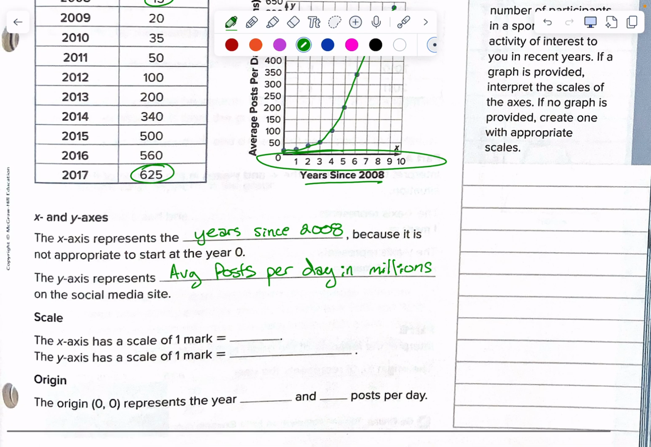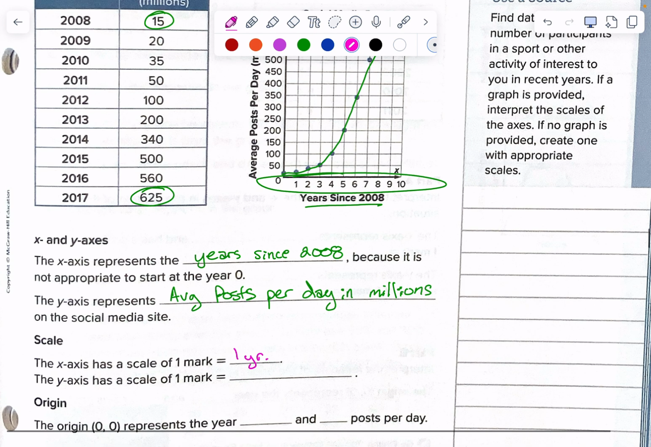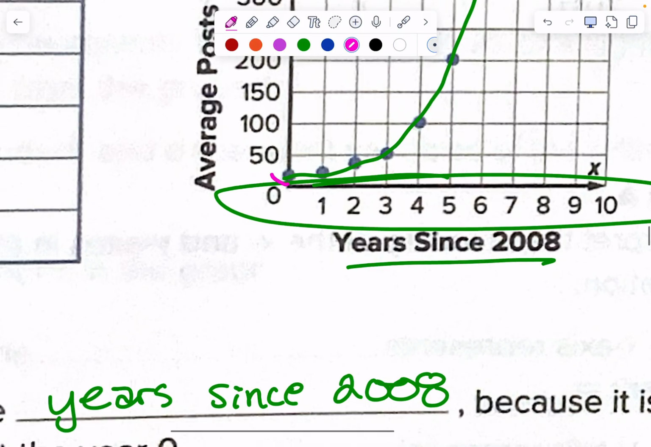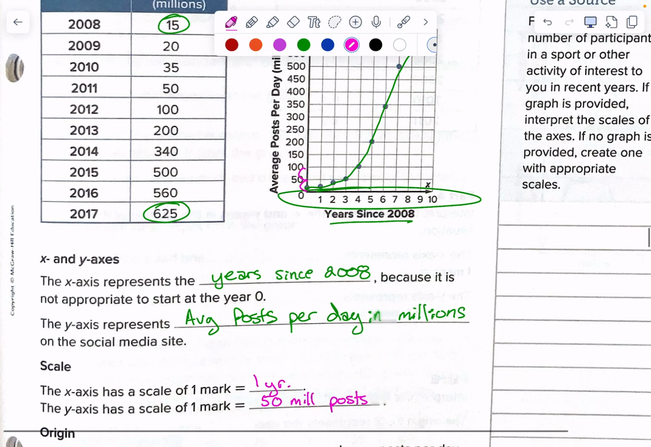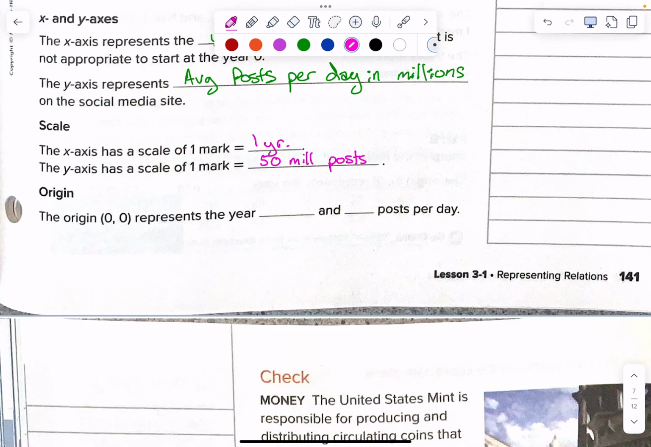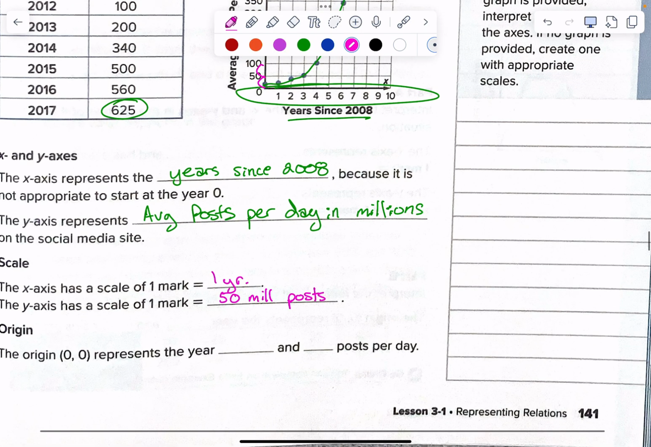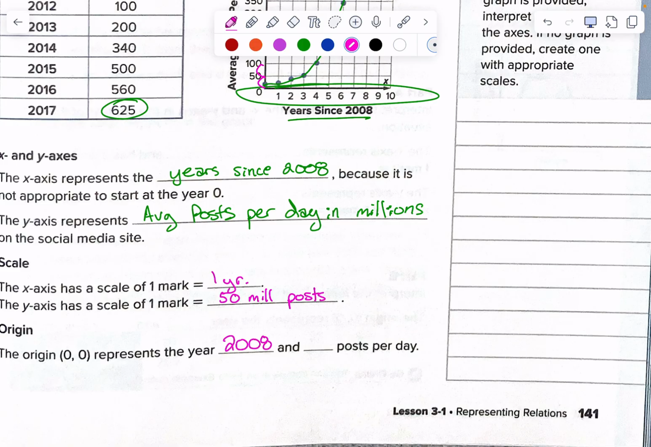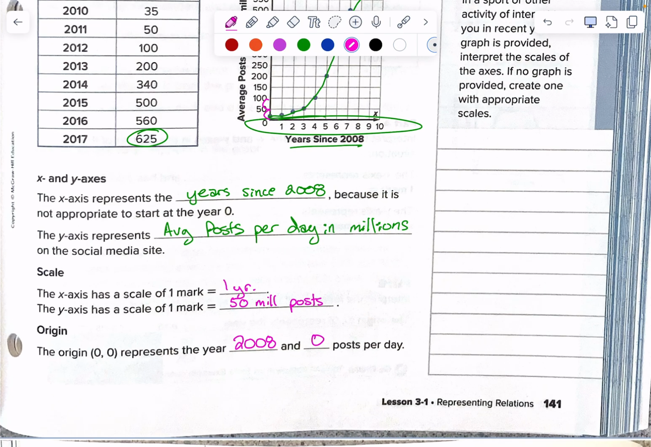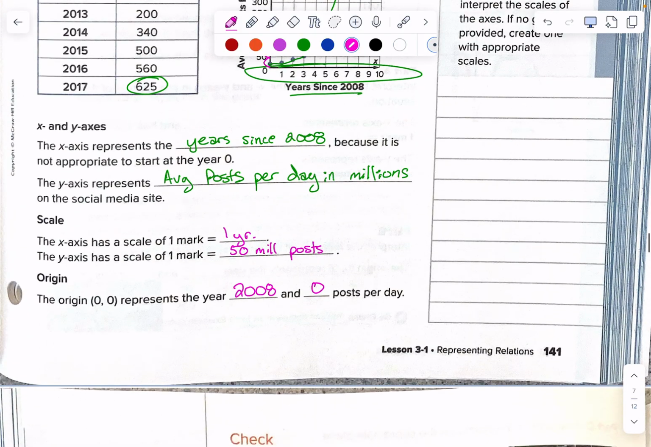Scale. The x-axis has a scale of 1 mark equals 1 year. The y-axis, 1 mark equals 50 million posts. 1 mark is from here to here. The origin, 0, 0 represents what year? 0 is 2008, and 0 represents 0 posts per day, right?